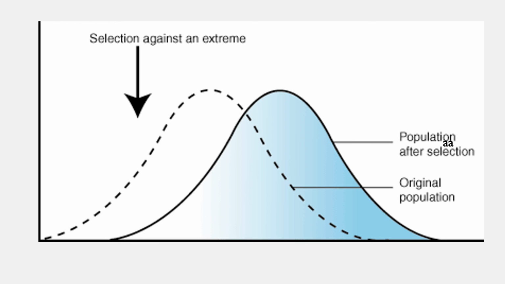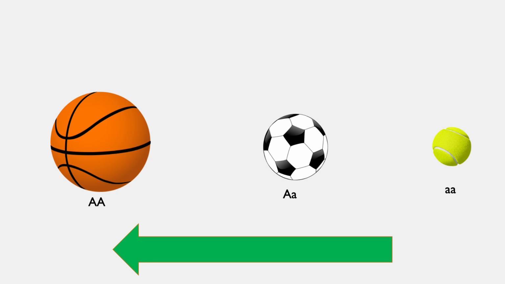Here we can see how there's a selection against the extreme, being the small tennis balls. This is called directional selection. This makes sense because the basketball had the highest fitness value. After an infinite number of generations, the small a allele will be eliminated from the population, leaving only basketballs.